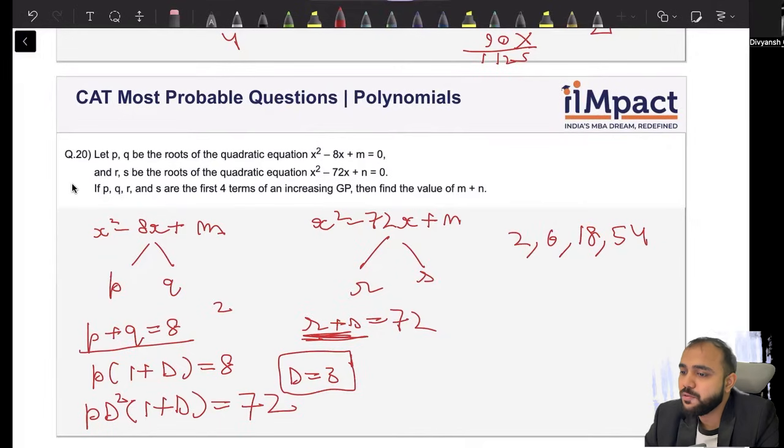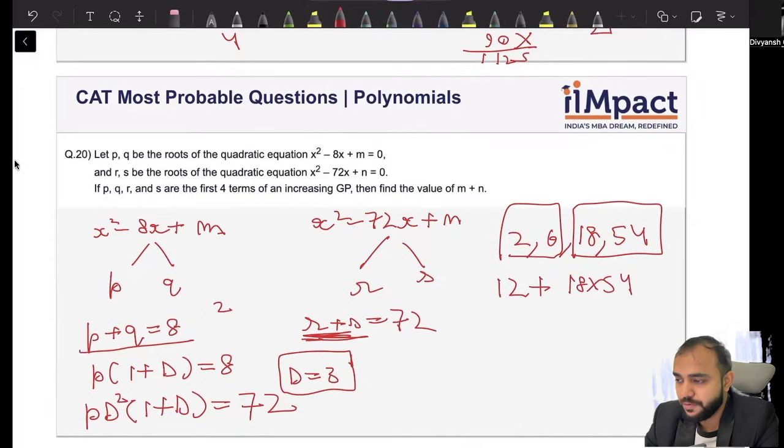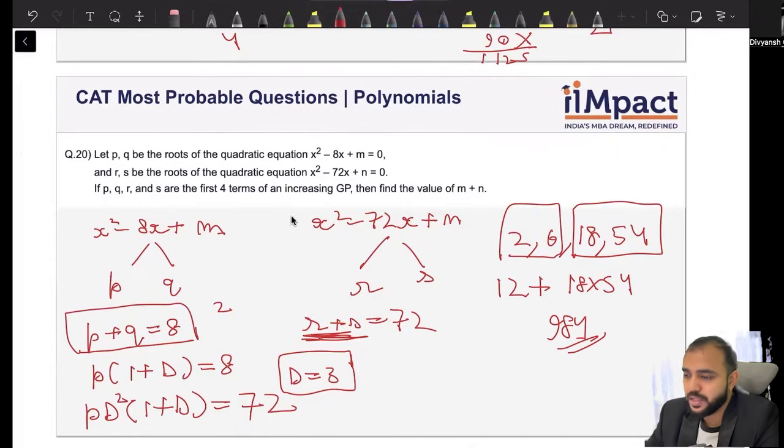Now they are asking me for the value of M plus N. So M is going to be what? Product of these two, and N is going to be product of these two. So I have to find 12 plus 18 into 54, which is going to be 984. So your answer for question number 20 is 984. You could have also guessed the values of P and Q because P plus Q is equal to 8 and R plus S is equal to 72. So it already feels easy to find if you guess.